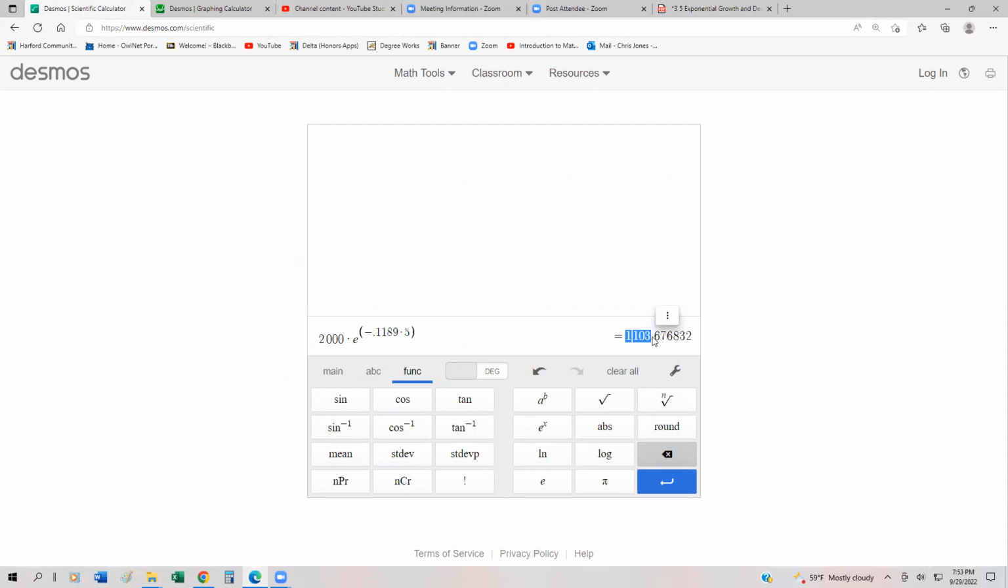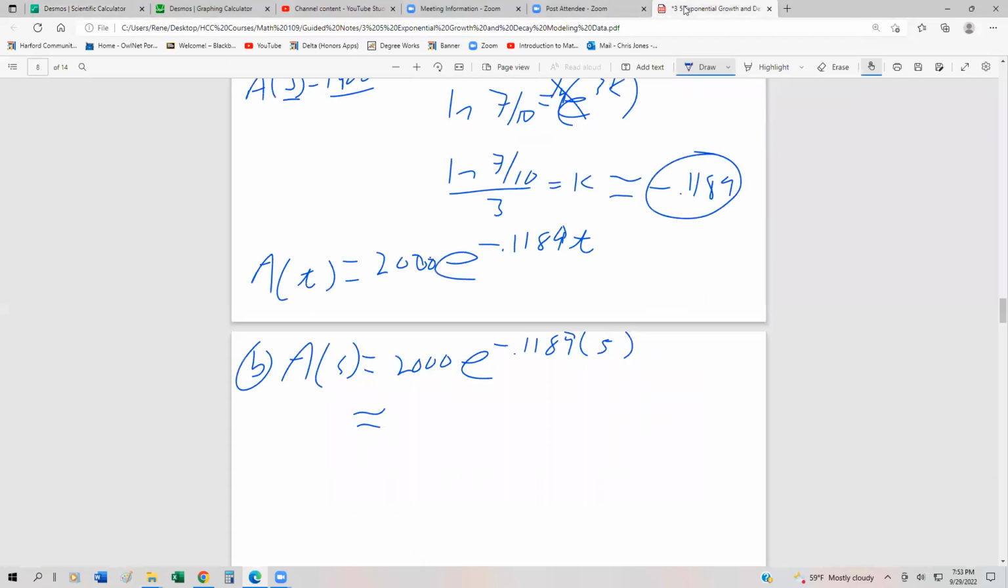And that gives us 1,103. We know that we can't have 0.67 deer, okay? So we'll just round it down to 1103. So our population after 5 years should be 1103.